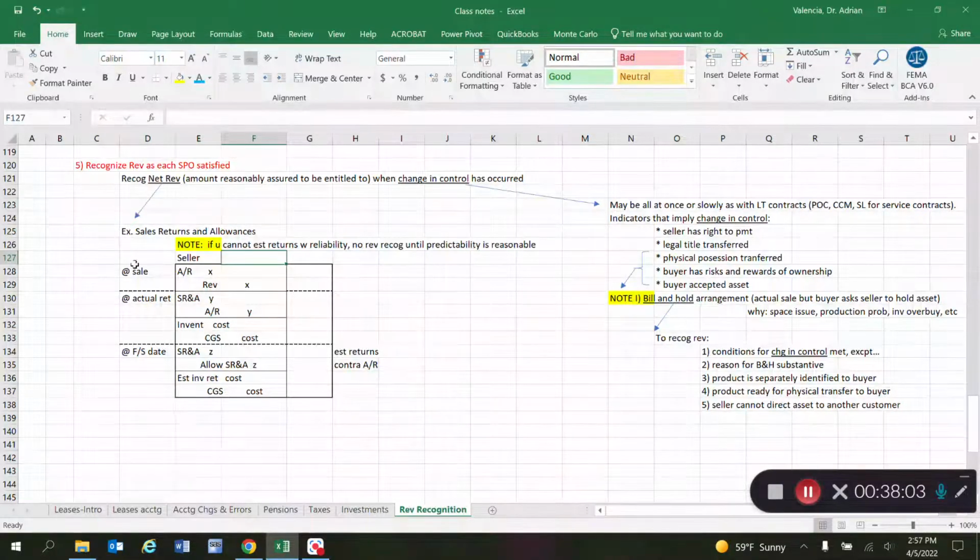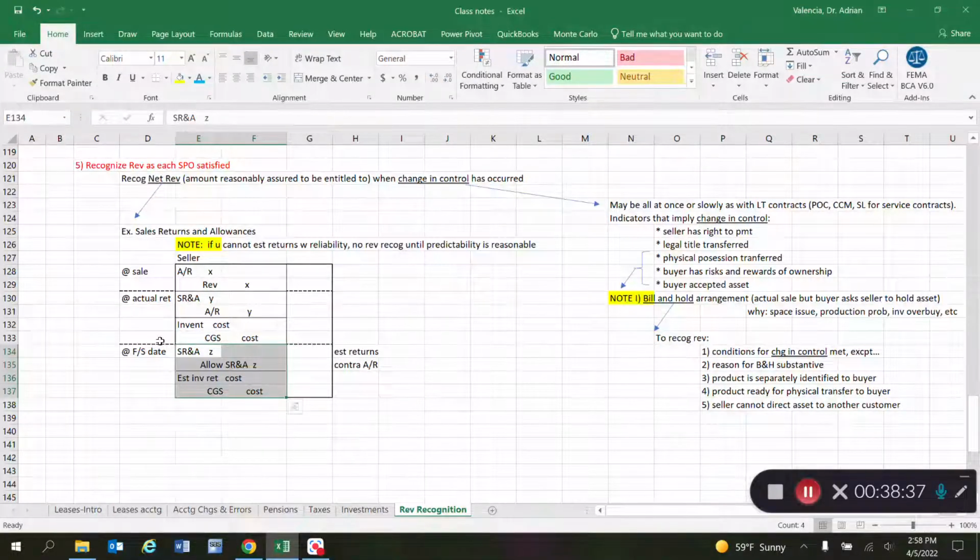So here's an example. I sell something, so accounts receivable and revenue go up by X amount. These are just a whole bunch of sales. I have some returns from customers. So I debit sales returns and allowances for Y and credit AR to those customers, put that back in inventory and reduce cost of goods sold at cost. All right. On the financial statement date, if I don't do this adjustment, then I will not have revenues at the net amount.